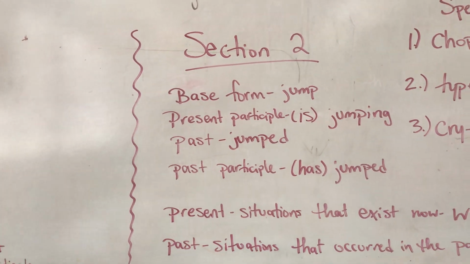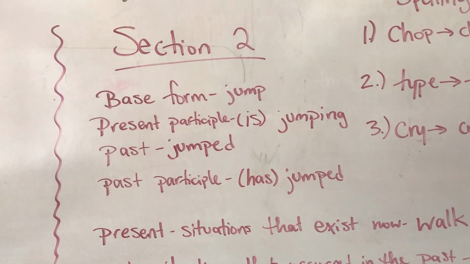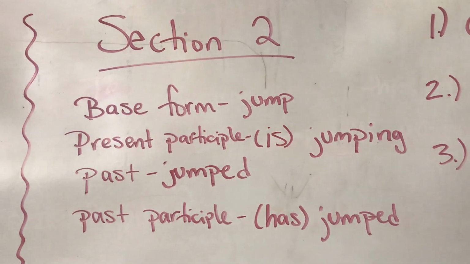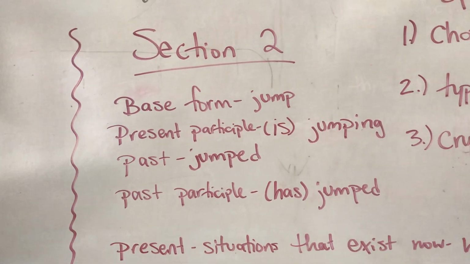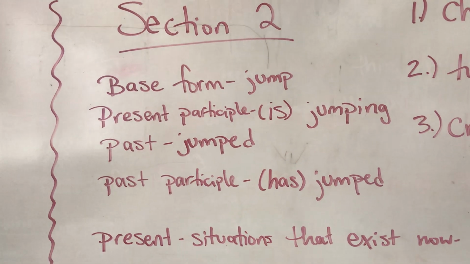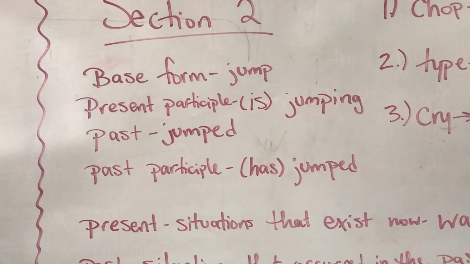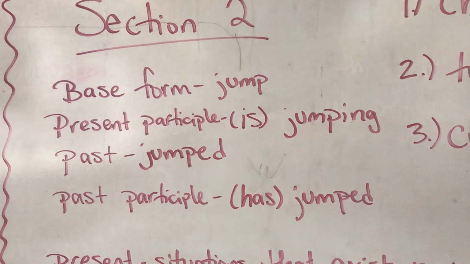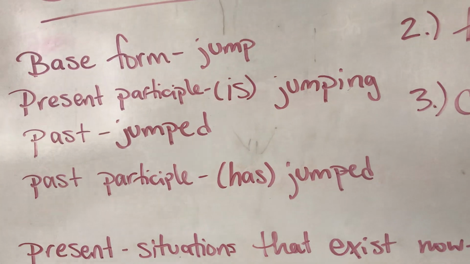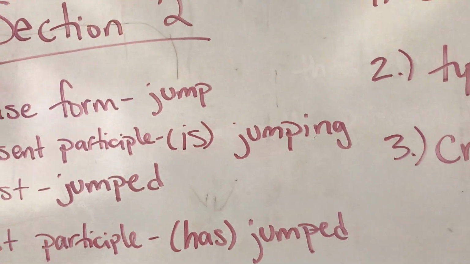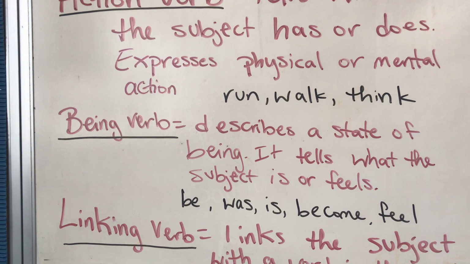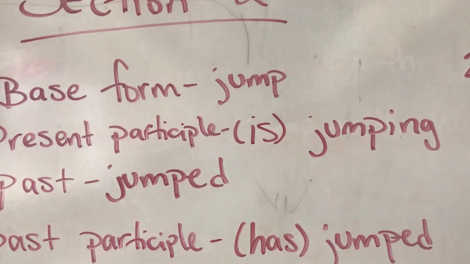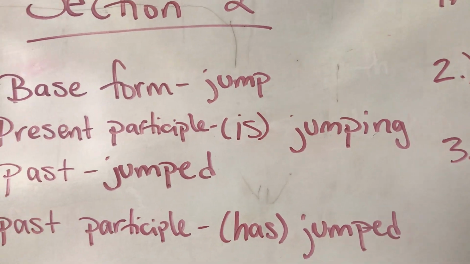We have base form, which I'm using the example jump, the verb jump. So there's always 4 forms of each verb that we can use. So the base form of jump would be jump. The present participle of jump would be jumping, and I have included a form of be in there. So remember, just because I say form of be, if you go back to section 1, when we have being verbs, so when we're using the present participle, the form of be will be is. So is jumping would be correct.